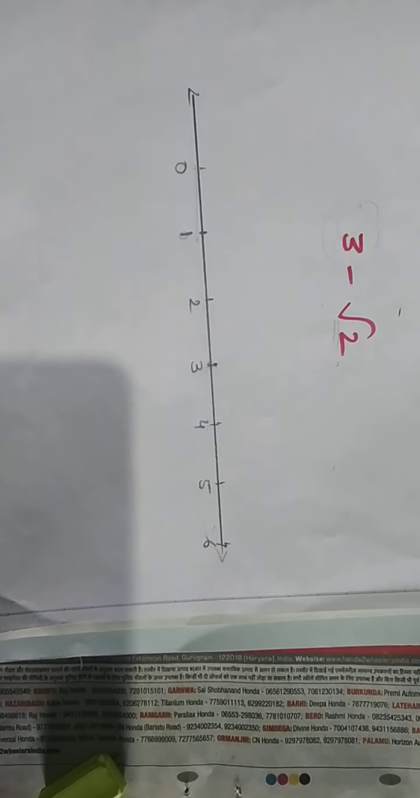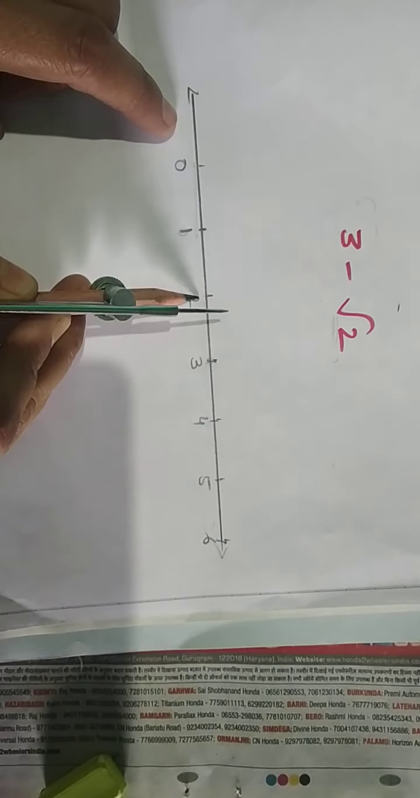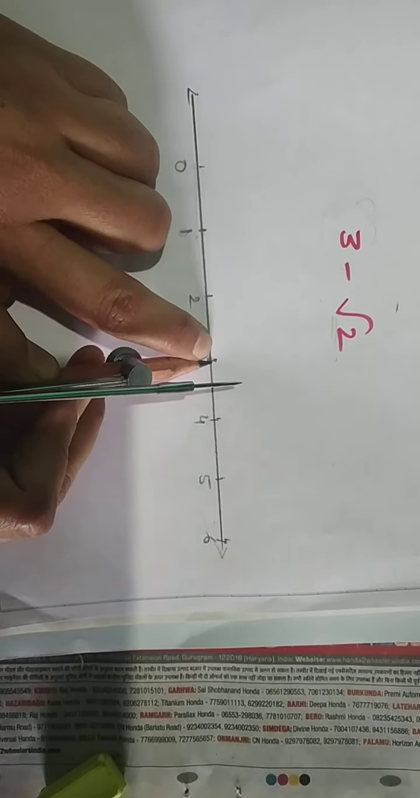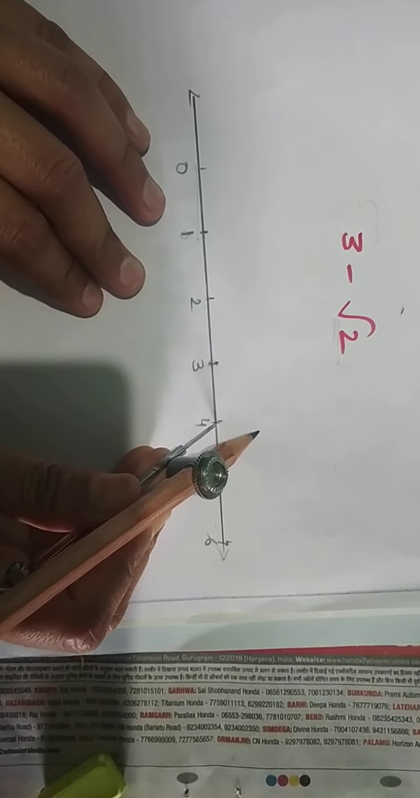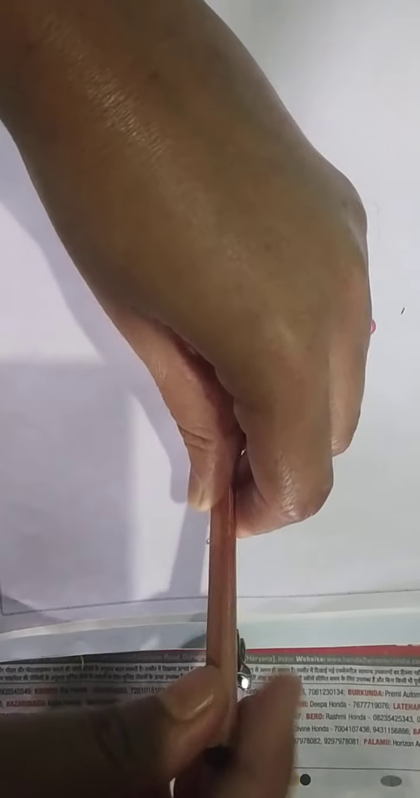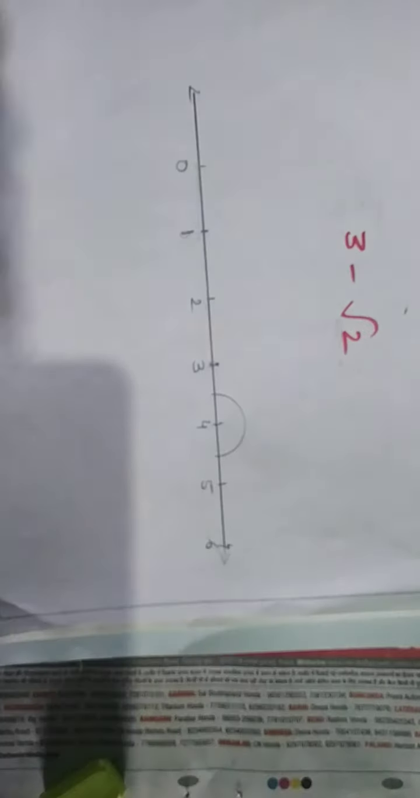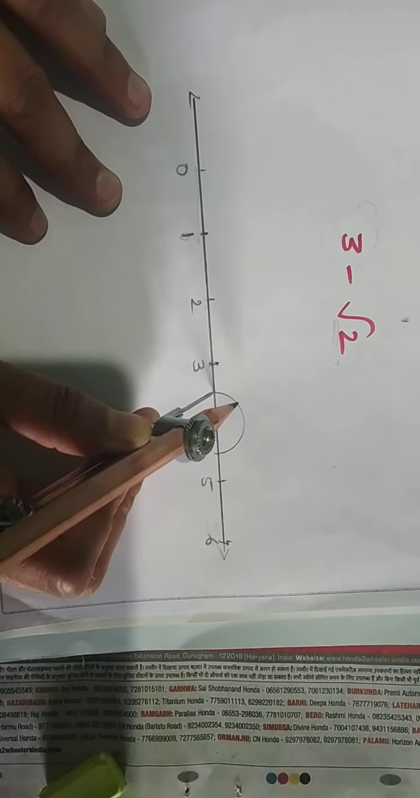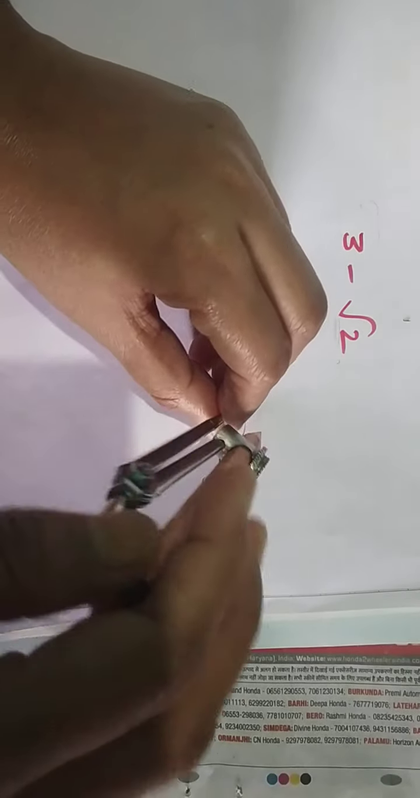How? Let's understand. Up to 3: 1, 2, 3. This distance we have to leave because 3 is up to here. Now we have to draw under root 2 at this point at 3. For this we will draw 90 degrees again. Same process. You know how to draw under root 2. Many times we have drawn.